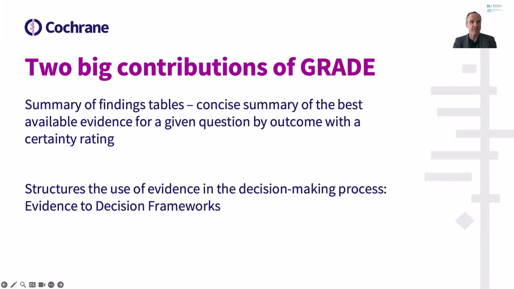And GRADE then, in a nutshell, has made, in my view at least, two big contributions. One is it developed the summary of findings tables. This is work that Andy Oxman, who was the original founder of GRADE, started really pretty much around 2002, 2003, which provides a concise summary of the best available evidence for a given question by outcome with a certainty rating. And the second big contribution is, as I said, to structure the use of evidence in the evidence to decision process. We call those evidence to decision frameworks.